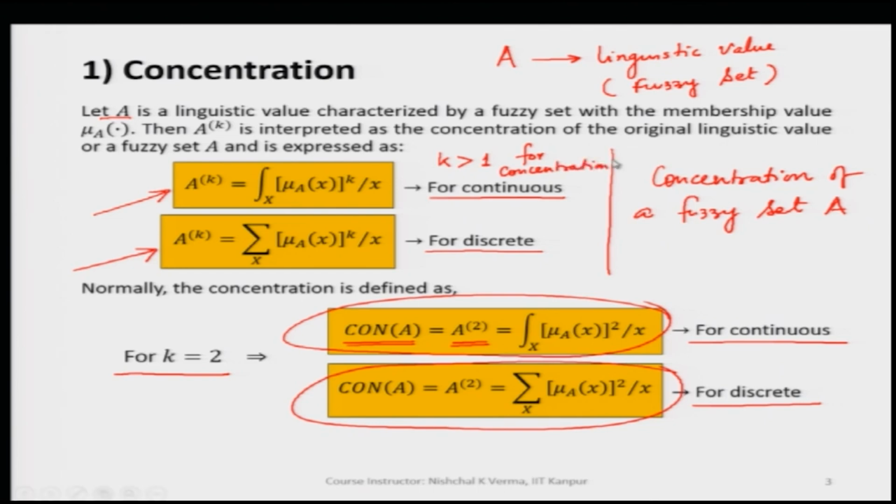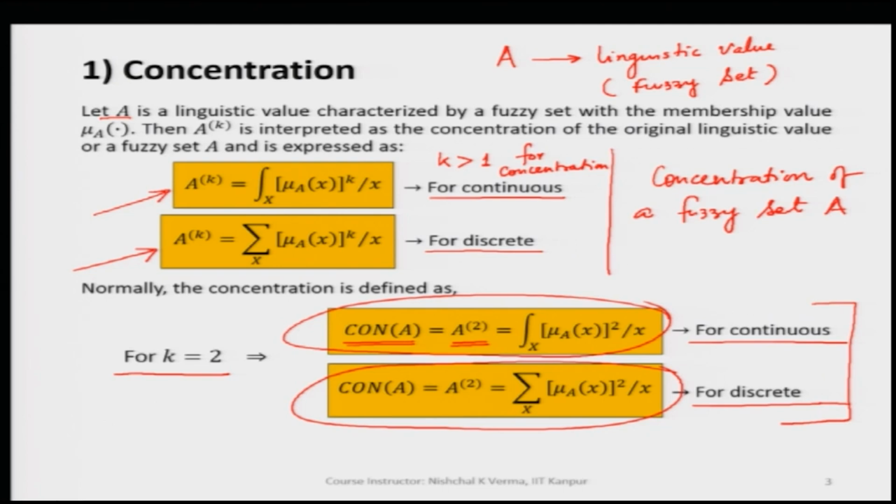So, we will first look for the value of k, and if the value of k has been given, then we will use that value of k, which will be more than 1. But if the value of k is not mentioned, then we will go for the normal concentration, which means we will take the value of k as 2. So, as we have done here. Concentration is very simple and we simply use the value of k which is more than 1.